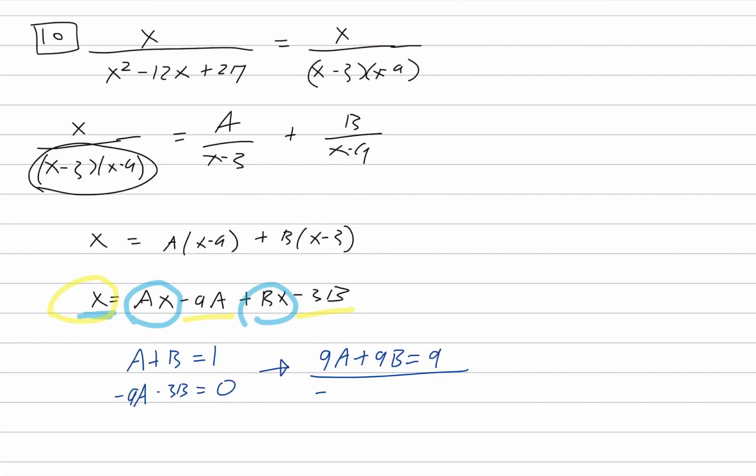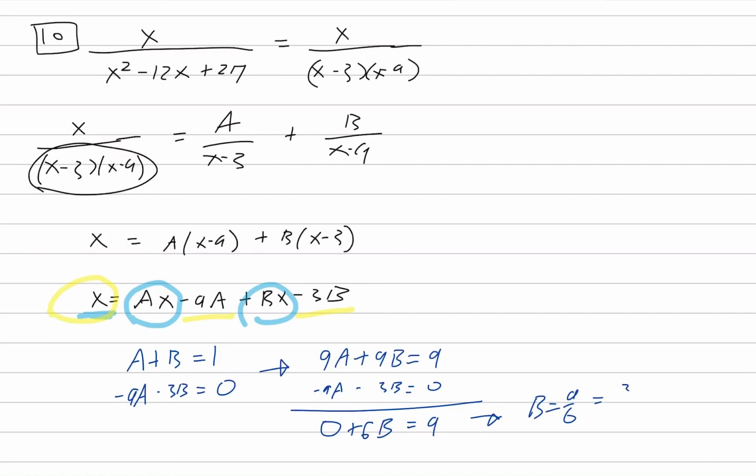Oops, don't need a line there. Negative 9a minus 3b equals 0. Okay, so let's add, 0 here, 6b equals 9. So this tells us that b equals 9 over 6, which is 3 over 2.